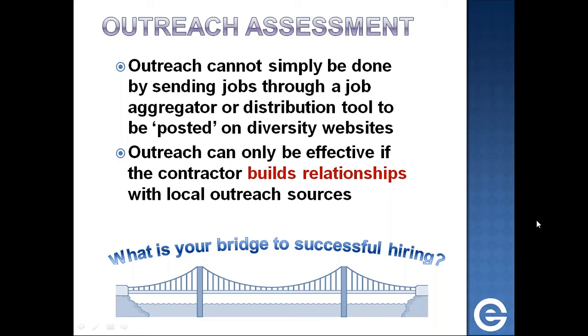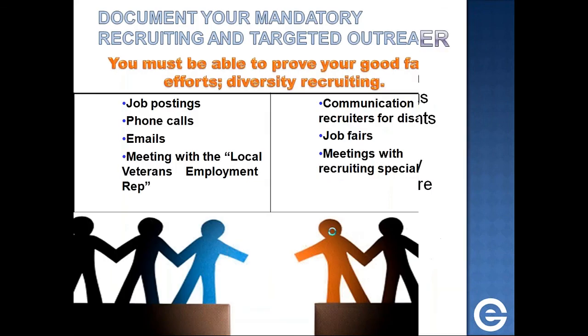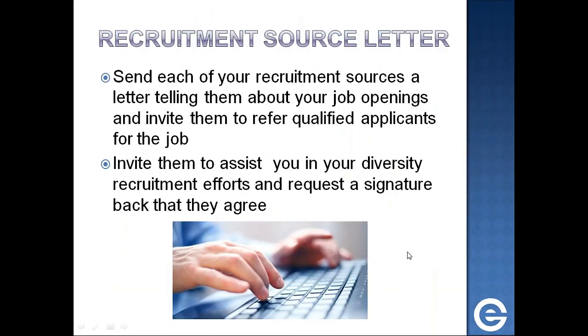So how do you do that if you're using a third party to do your recruiting? We're going to take a look at some samples. Send each of your recruitment sources a letter telling them about your job openings and invite them to refer qualified applicants to you for the job. So if you are on the line and you're using staffing agencies and converting temps to hire, you need to have this kind of an agreement. Make it a mini contract.